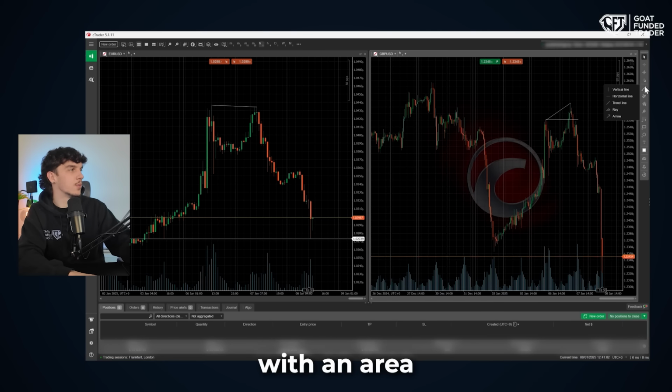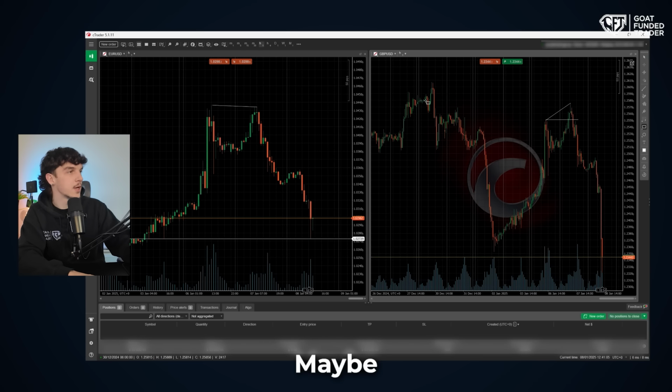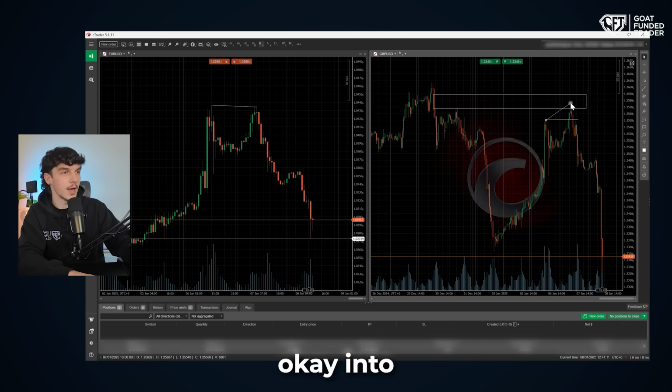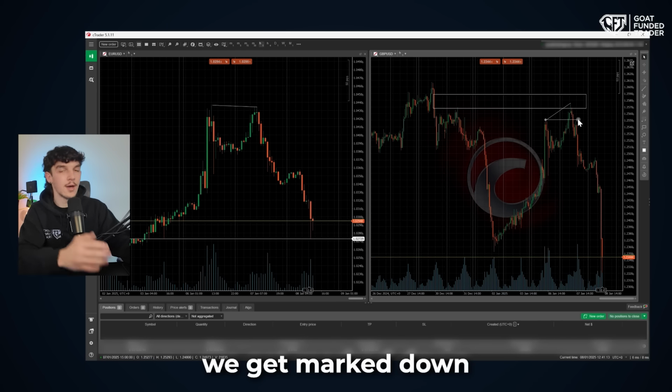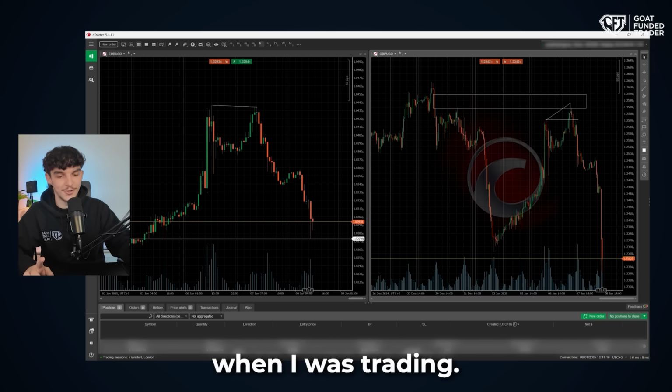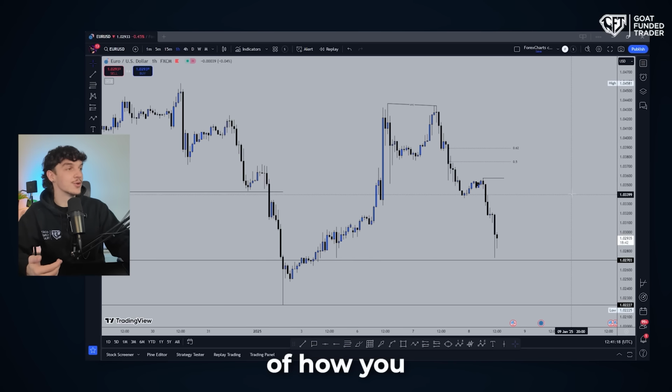We can also tag this in with an area of imbalance maybe. So we can have a look at this imbalance on the left. We can kind of highlight that level as a grab into that level. And then once we get a mark down, then you could be looking for shorts. I didn't see this when I was trading this, okay? This is a good example of how you should use it.